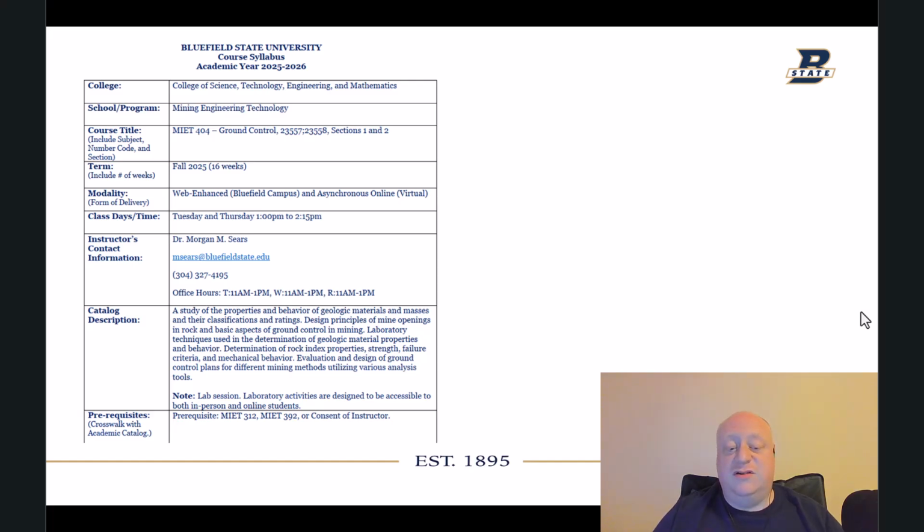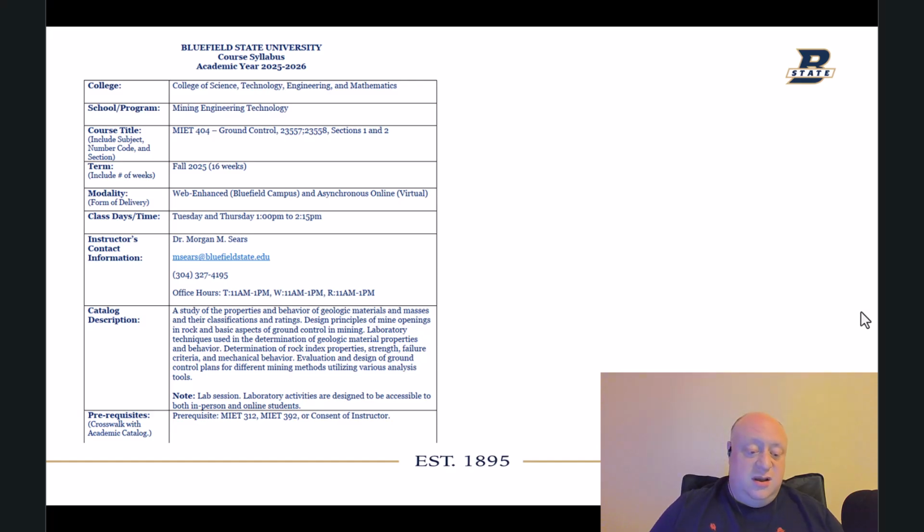Also determination of rock property index, strength, failure criteria, mechanical behavior, that sort of thing. And then we'll also be doing the evaluation and design of ground control plans or roof control plans for different mining methods and using various analysis tools.